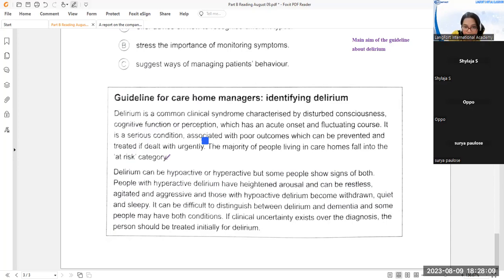Okay, continue reading the next sentence, Shailaja. The majority of people living in care homes fall into the at-risk category. So the majority of the people who are spending their life in a care home are at risk of getting delirium.